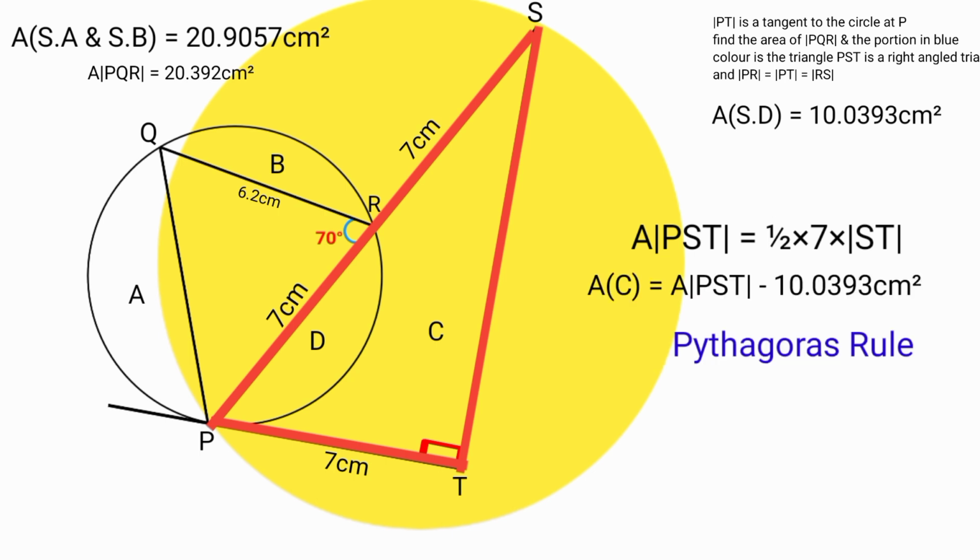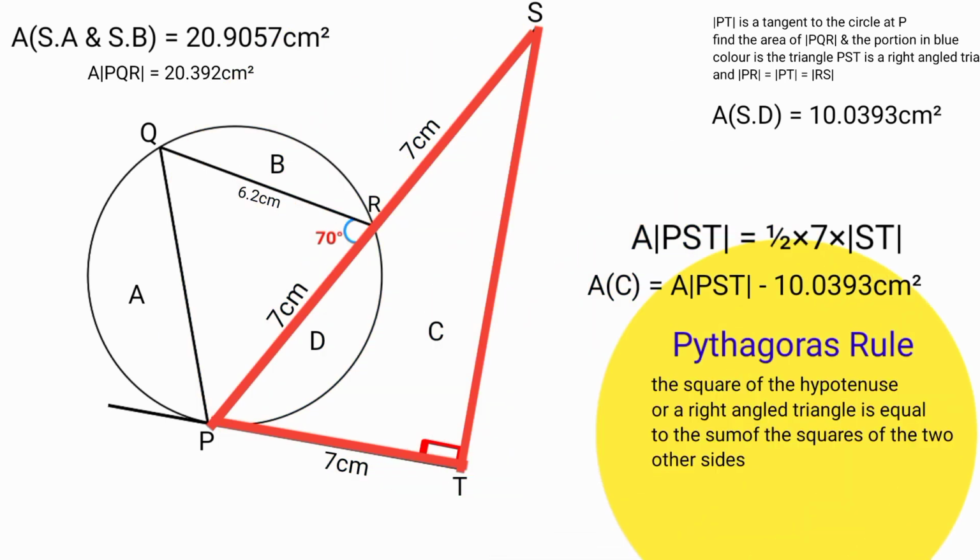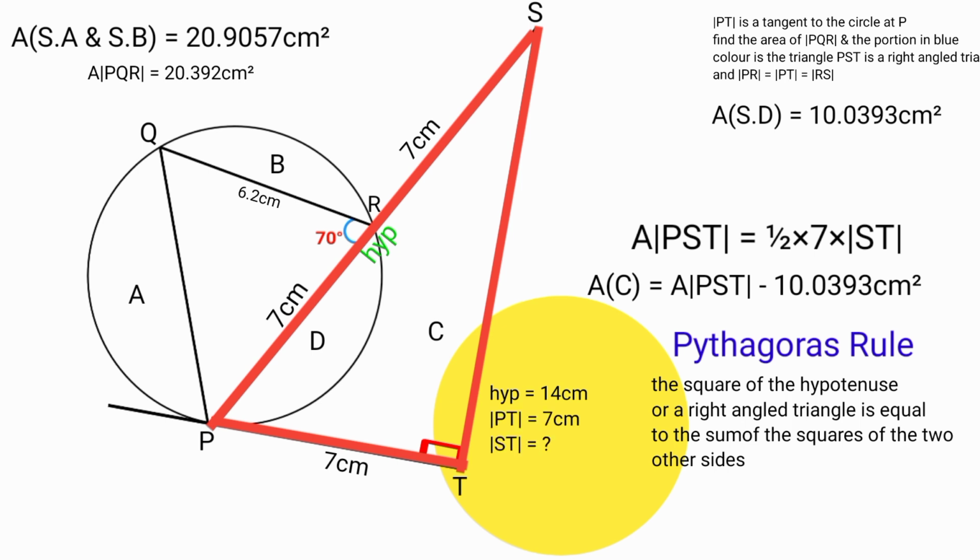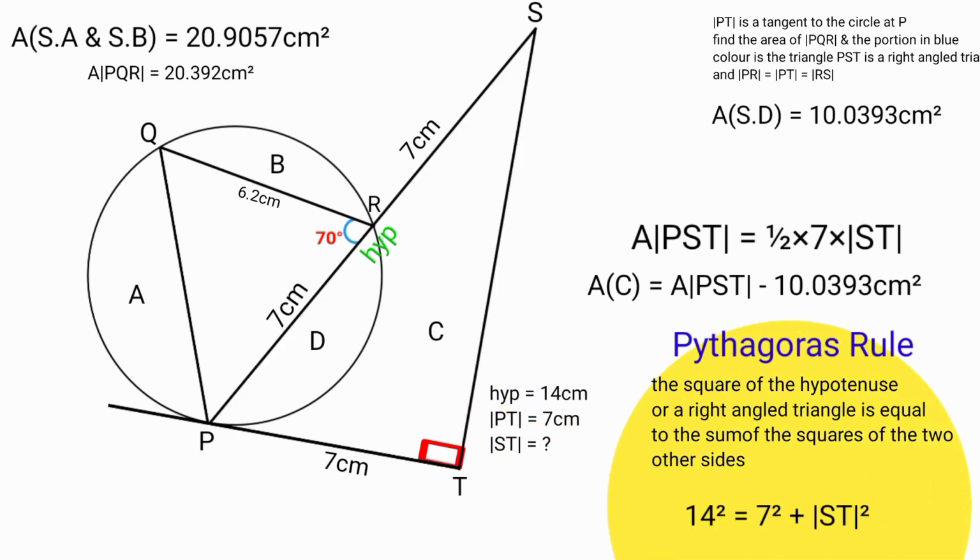can use the Pythagoras rule. The Pythagoras rule states that the square of the hypotenuse of a right angle triangle is equal to the sum of the squares of the two other sides. Hypotenuse is the side facing the right angle, which is this side here. So we can substitute hypotenuse equal to 7 centimeters plus 7 centimeters, which is 14 centimeters. Line PT is 7 centimeters and line ST is unknown. So by Pythagoras now, 14 squared equal to 7 squared plus line ST squared.